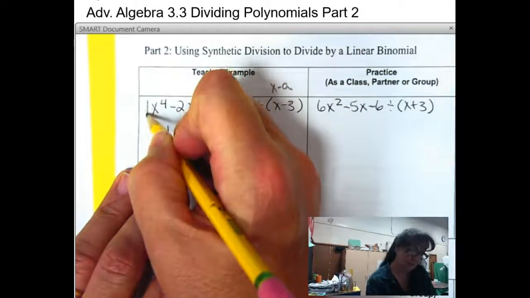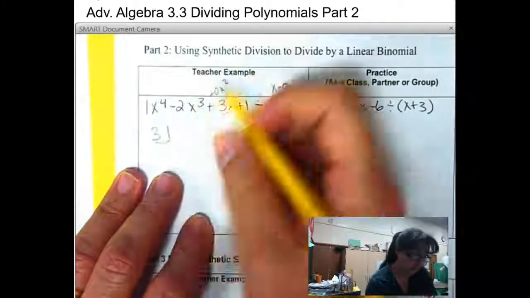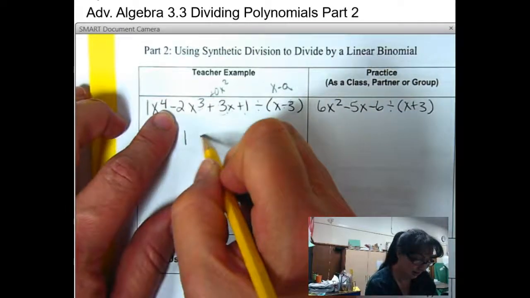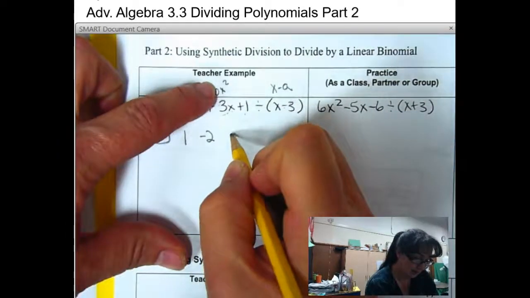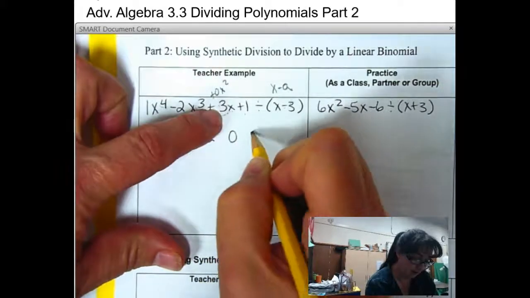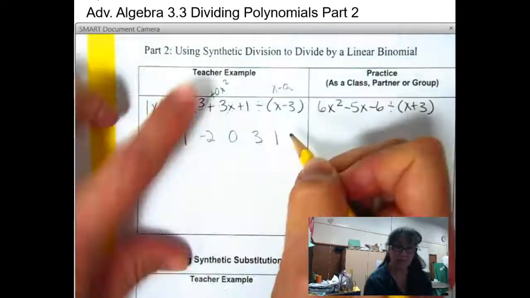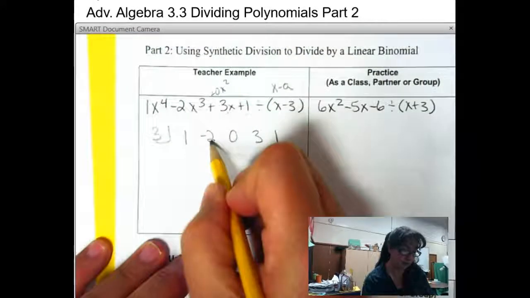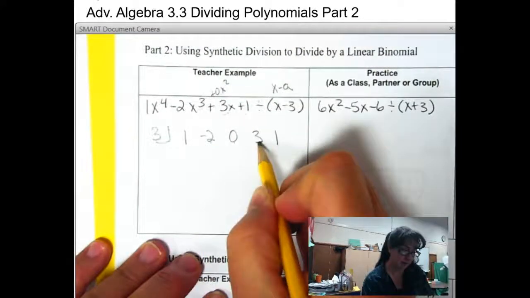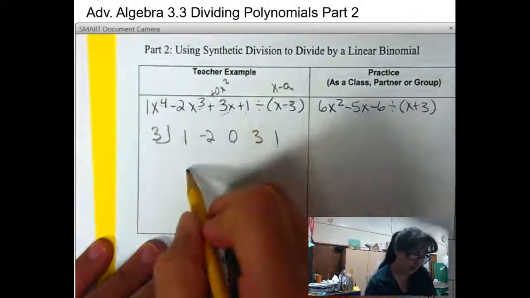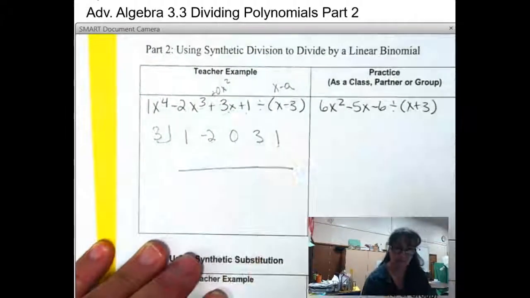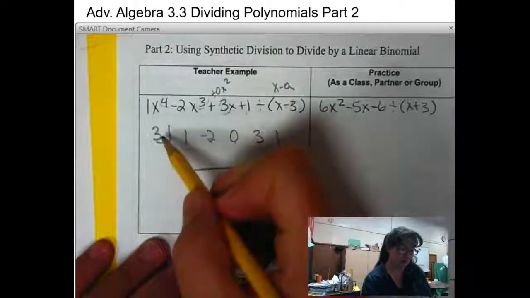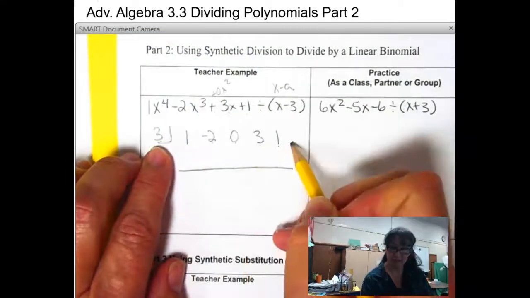So right here, there's not a coefficient, so we know it's a 1. So we're going to write 1, and we're going to leave ourselves some space. We're going to write -2, and then 0, and then 3, and then 1. We have to write those all in order. This is to the fourth, to the third, squared, to the first, to the 0, okay? And then we leave a space, and we draw ourselves a line, okay? So far, so good? So all we did was find a, and write the coefficients down.